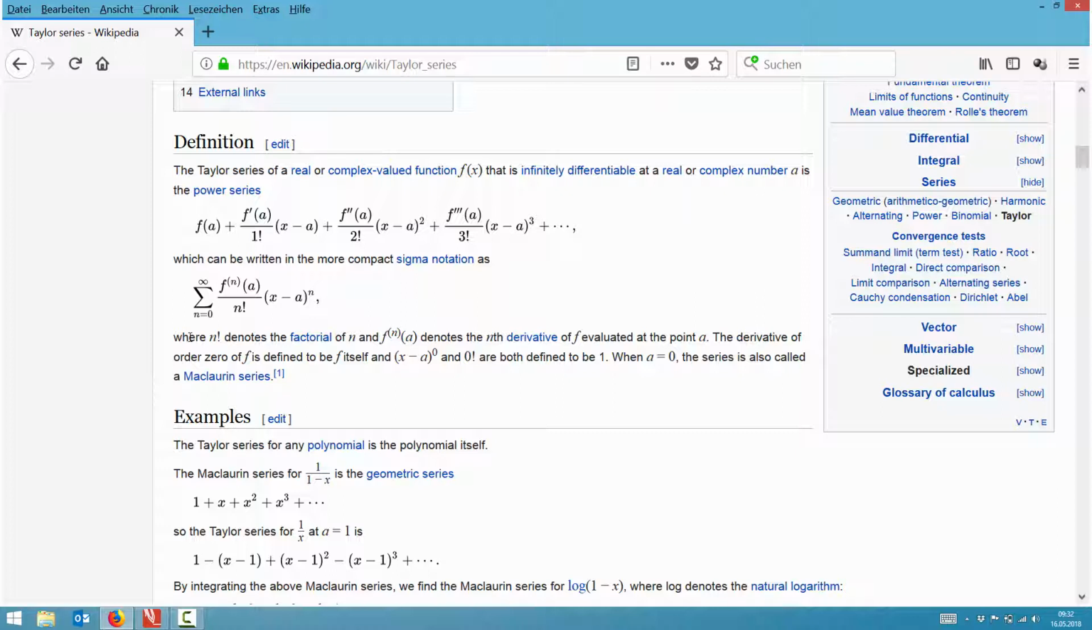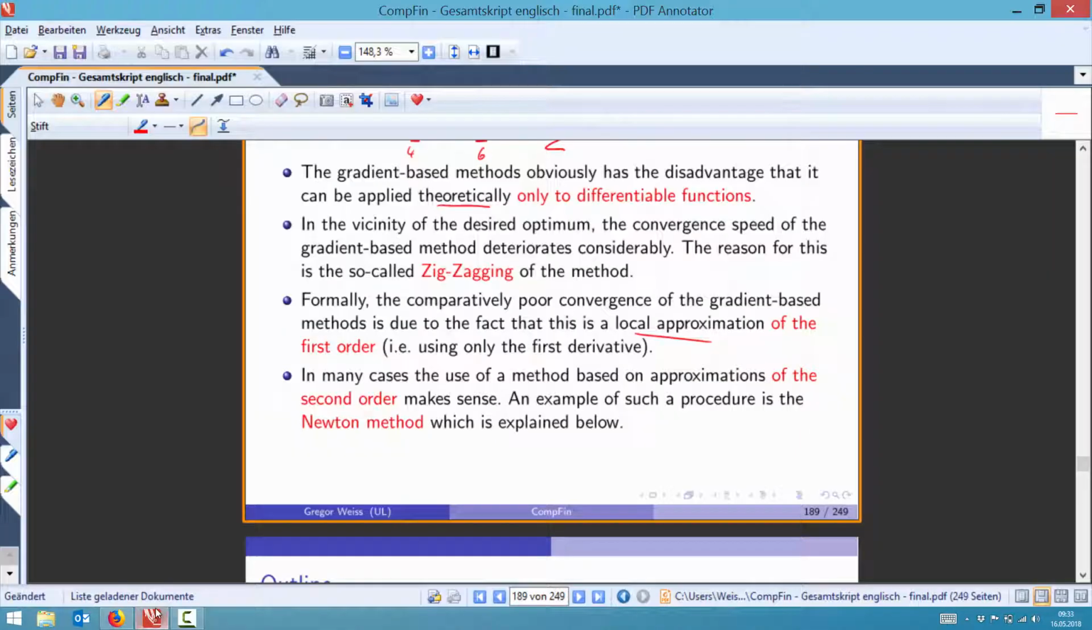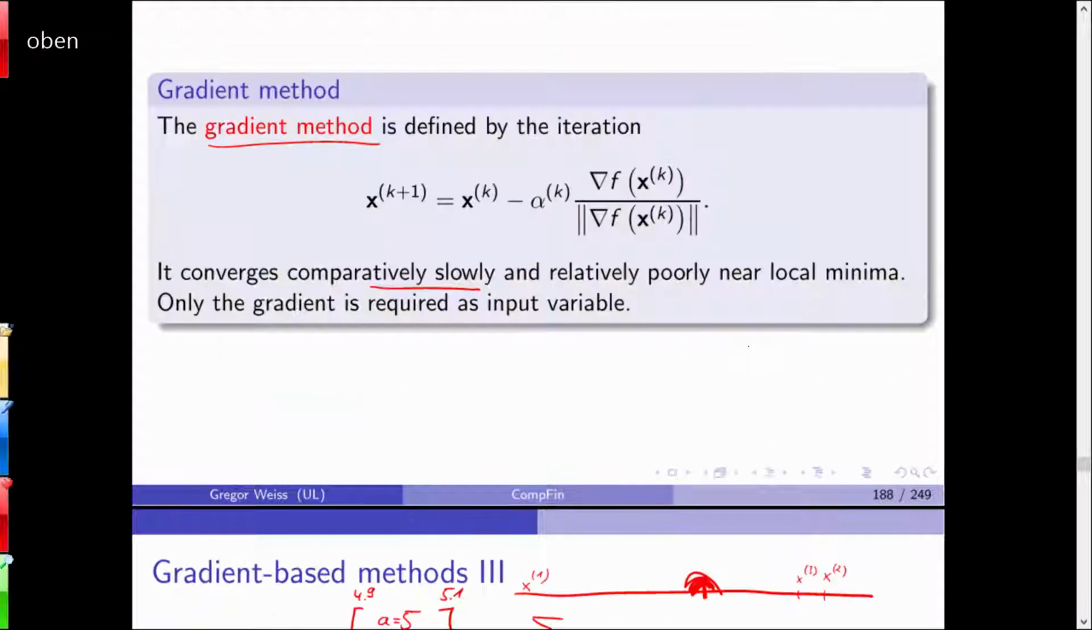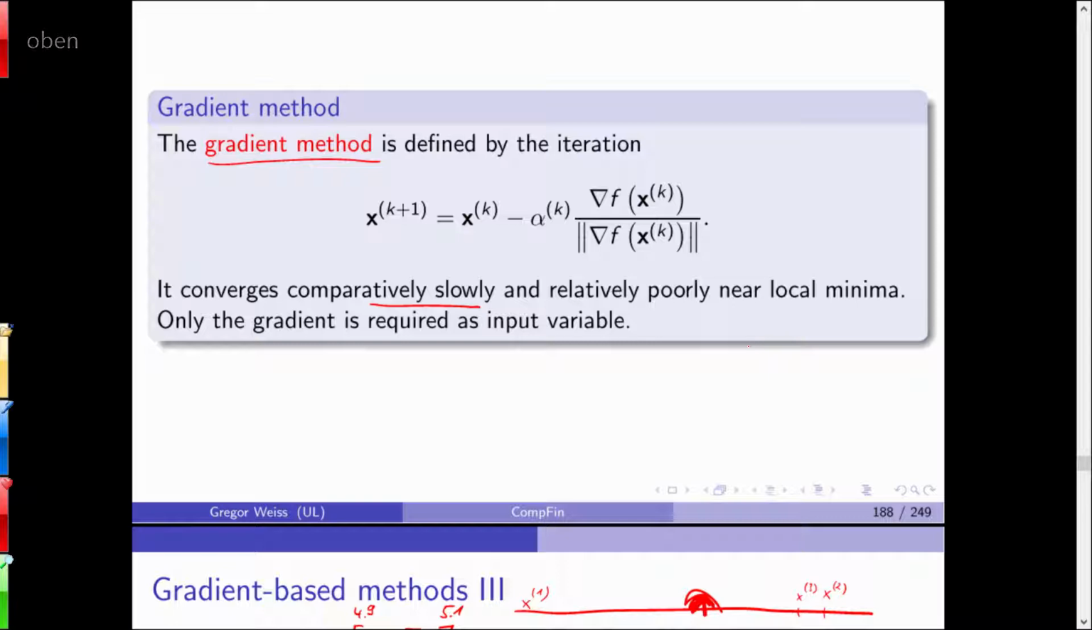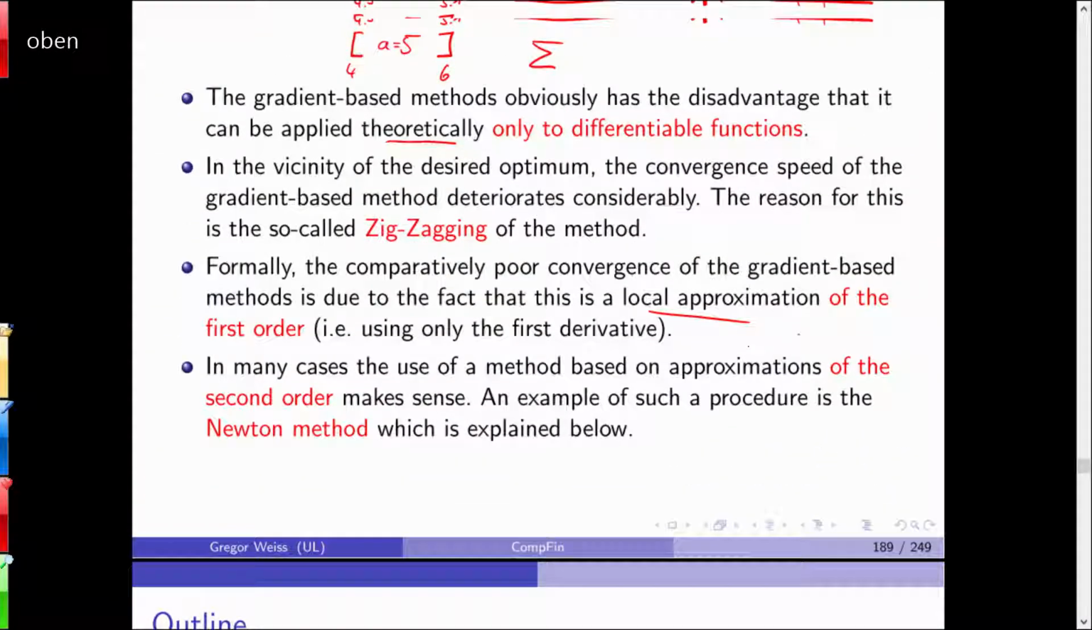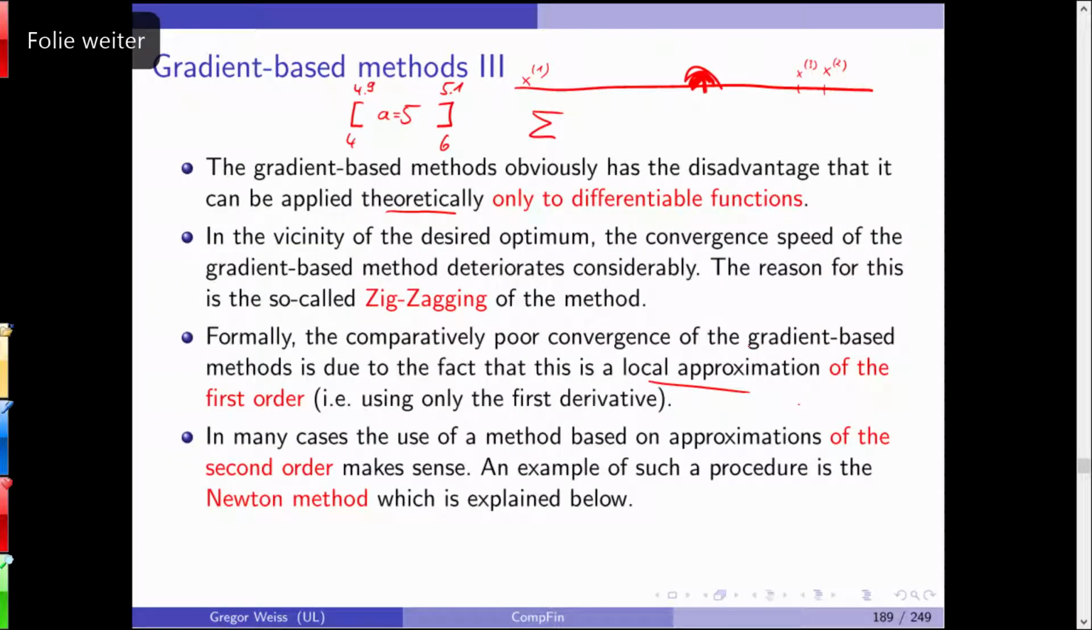So every time you see a first order approximation or second order approximation, you have to remember that this relates to Taylor's theorem: you use the Taylor series, you use derivatives, and you simply cut off all the higher order terms here. Okay. So this is why, if you use the method of steepest descent and you're only using the first derivative, convergence becomes relatively poor, because this is only a first order approximation of the function.